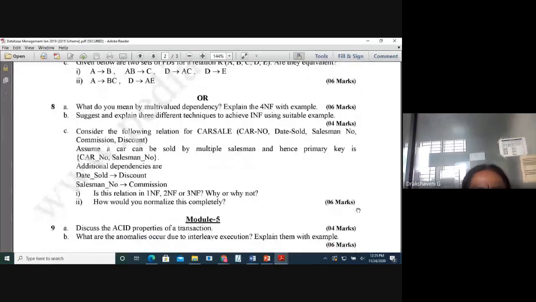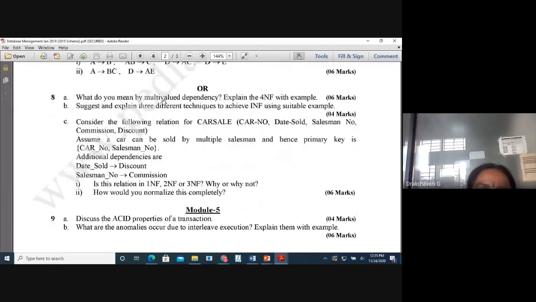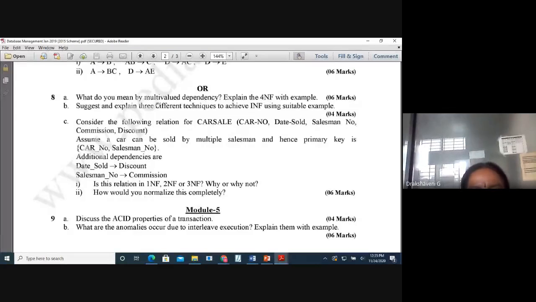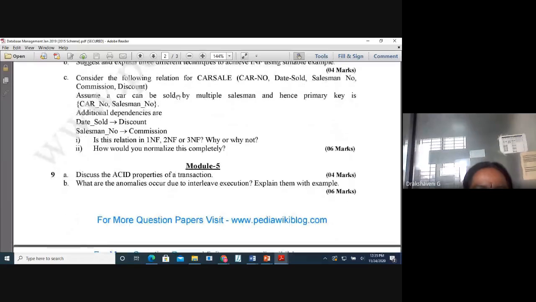Then, what do you mean by multi-value dependency? Explain. This is there for BE people, but if you don't have it, this question is out of syllabus for you. Then consider the following relation, car, and based on this, you have to check whether this is present in the first normal form, second normal form, and third normal form or not.